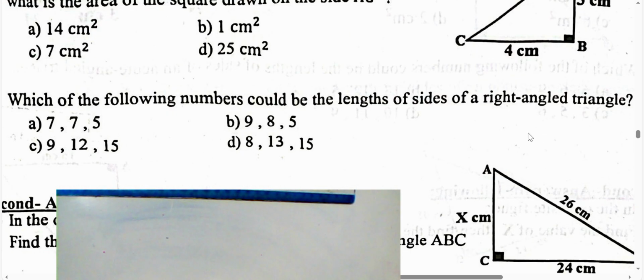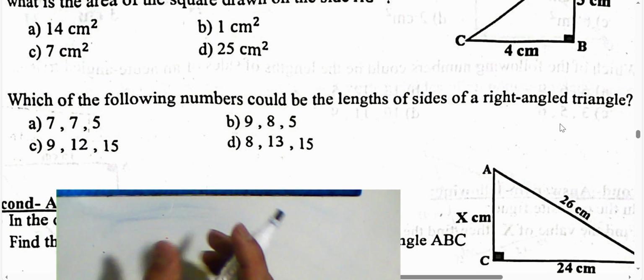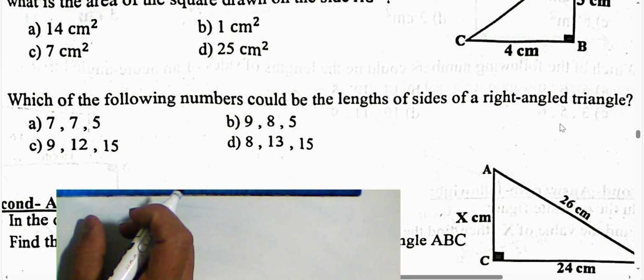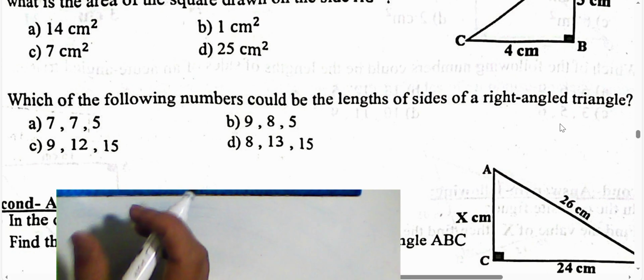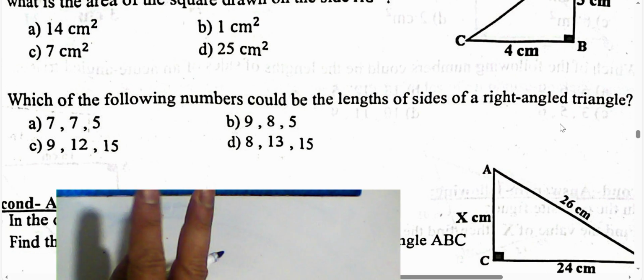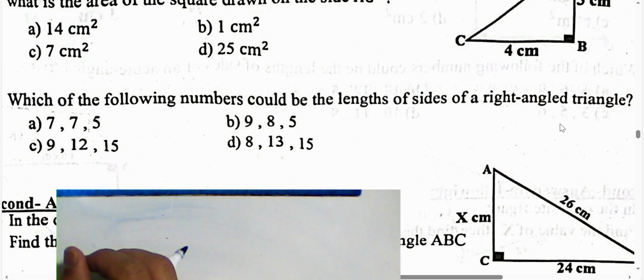Number 2: which of the following numbers could be side lengths of a right angle triangle? Which is the answer? We must identify the greatest side: its square must be equivalent to the sum of the squares of the other two sides. We have letters A, B, C, D. Which answer will be correct?